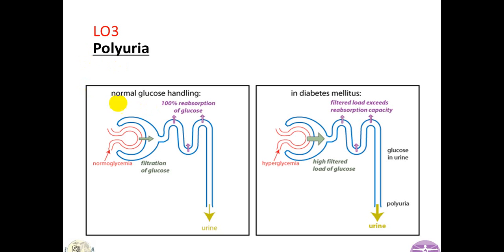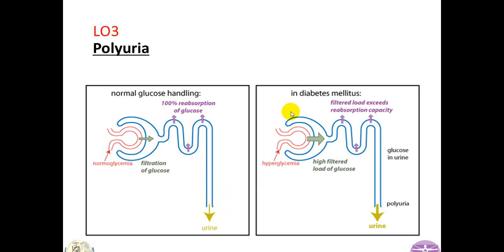This is a beautiful graph describing the mechanism of polyuria. So in normal glucose handling in a healthy individual, only a little amount of glucose is filtered through the kidney, and 100% of this glucose will be reabsorbed by the proximal tubule of the nephron. Therefore there is no glucose in urine.